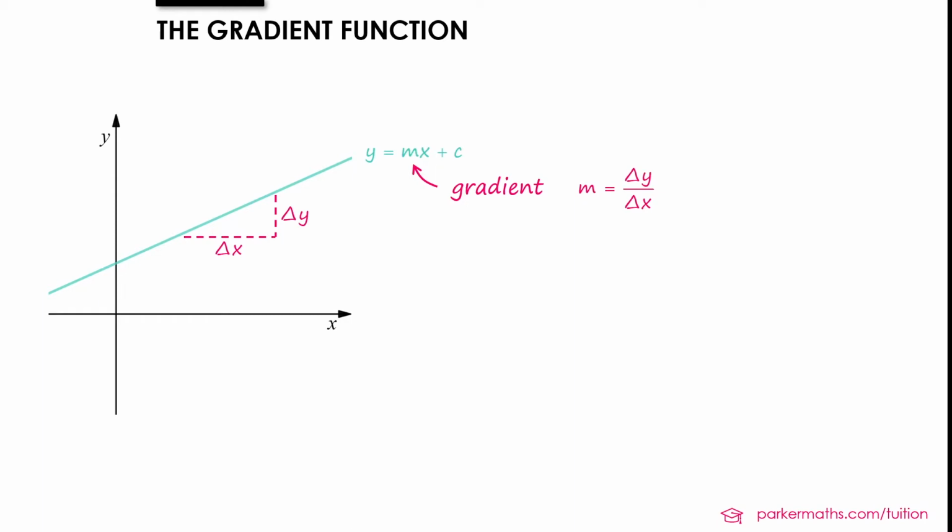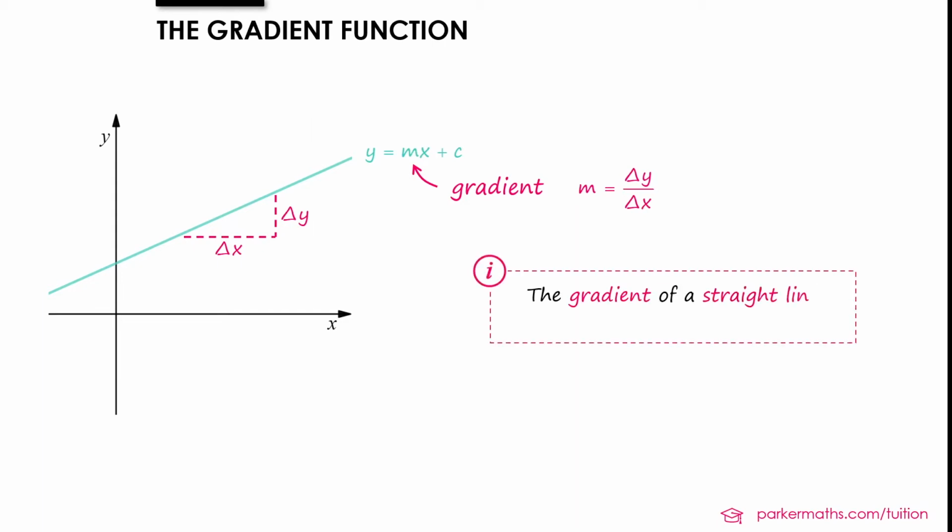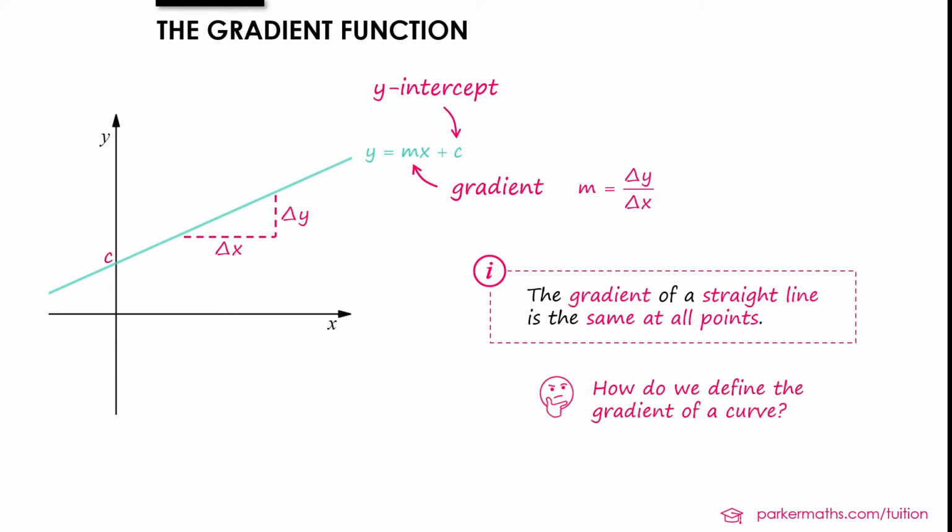Now, when we're thinking about the gradient of a straight line, it's convenient that the gradient is the same at all points. And so it doesn't matter at which point we consider the change in y and change in x, we get the same value for the gradient at any point. Going back to the equation, we also have a plus c in there. That simply tells us where it crosses the y-axis. But what happens if we don't have a straight line? How could we define the gradient of a curve?